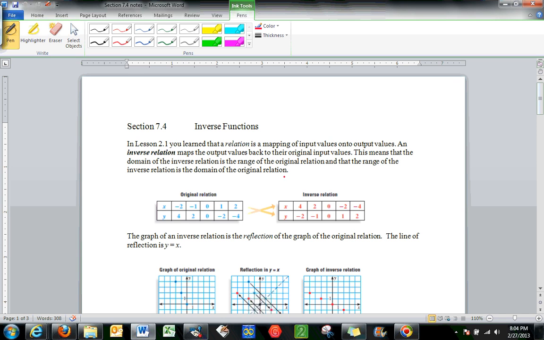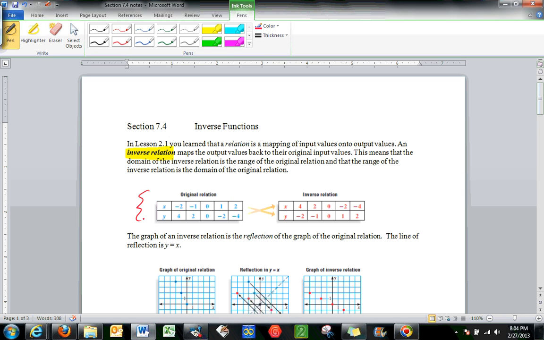In this lesson, we're going to discuss inverse functions, and this takes us back to Chapter 2, where we learned what an inverse relationship was. If you recall, an inverse relationship is simply when we switch the x's and the y's. So basically, our input values and our output values, or our domain and our range, were switched around, and you can see visually that's depicted right here.